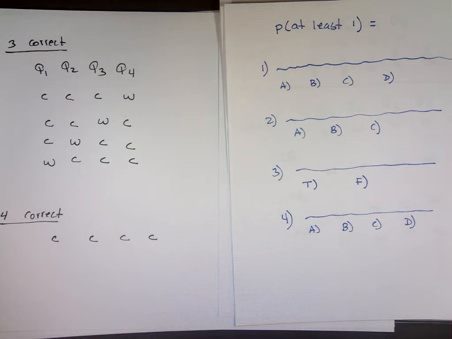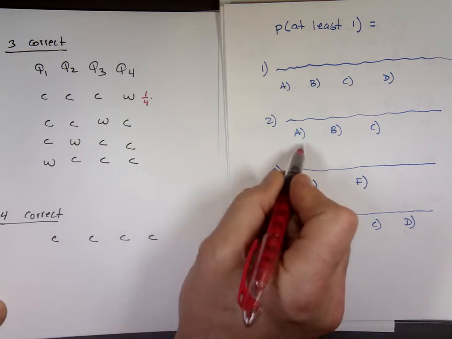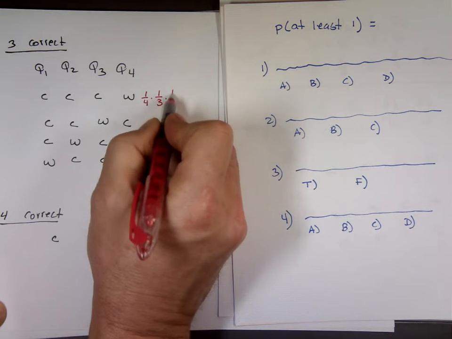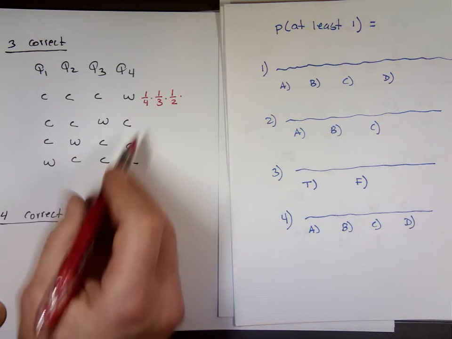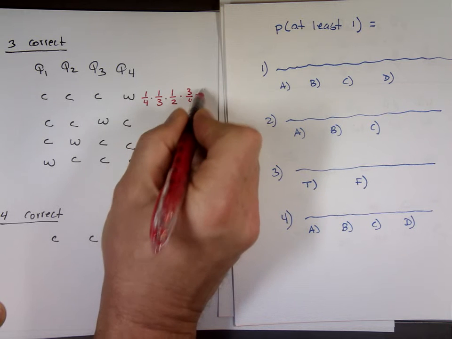So for this one, we're saying correct. It's only 1 out of how many? 4 for the first question. Second one, 1 out of 3 choices is correct. 1 out of 2 choices is correct. And wrong answer is what? 3 out of 4. 3 out of 96.